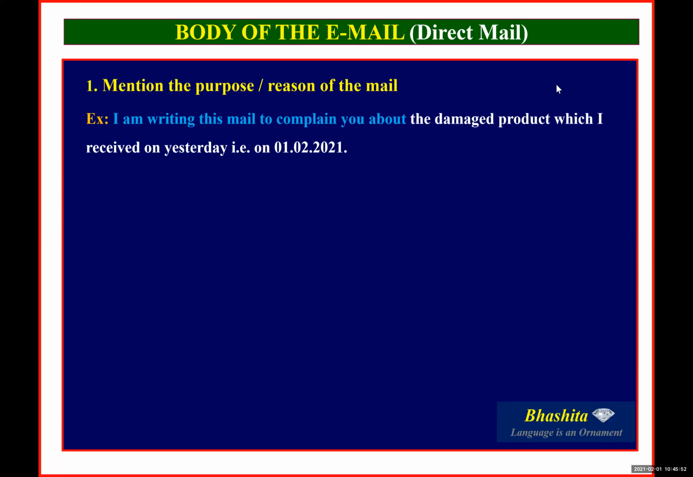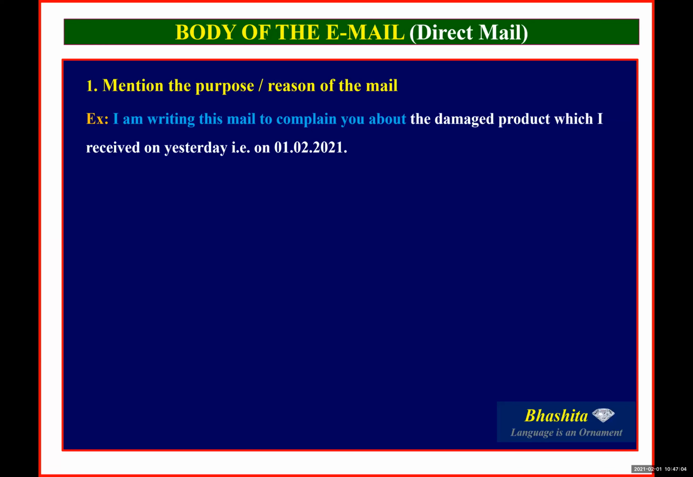because they are selling the products to many people actually. So it would be helpful to them if you mention the date and time also. If you want to be more specific, you can also mention the time of receiving the product. For example, on so-and-so date, so-and-so time, I have received the product, but unfortunately it was a damaged one. If you want to give more specific details to the receiver, you can also include the time in the purpose lines. So first, in the body of the email, you need to highlight the purpose of writing this mail.